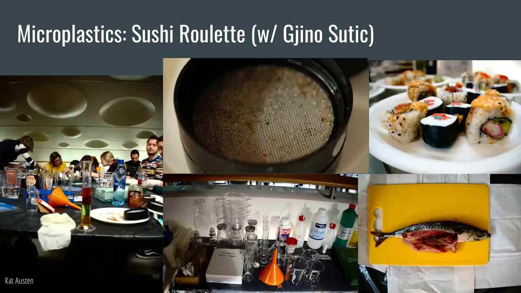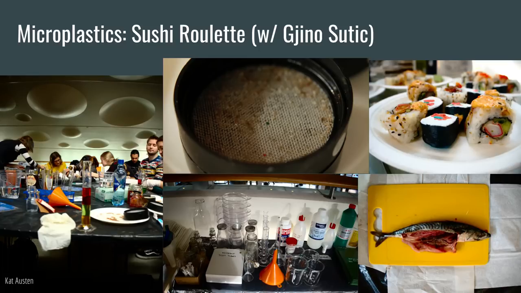So we started off trying to work on kelp, you know, seaweed. It was a bit difficult because of the strength of the biological framework in the cells. So what we ended up doing was moving across to fish guts, because fish guts are a lot easier to break down, and you get these larger identifiable particles that the fish have ingested. And so we set up Sushi Roulette, which is a project looking at microplastics in fish.